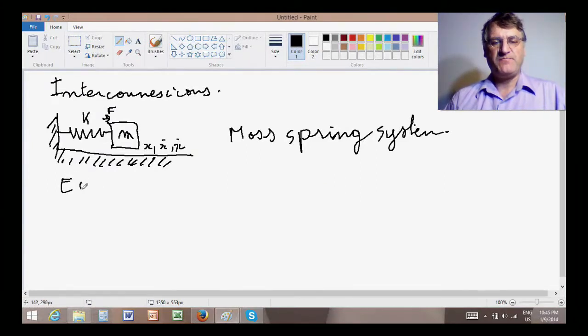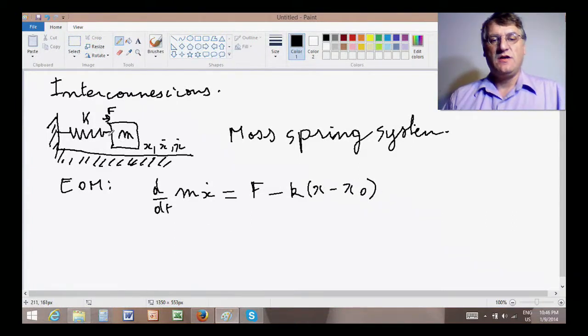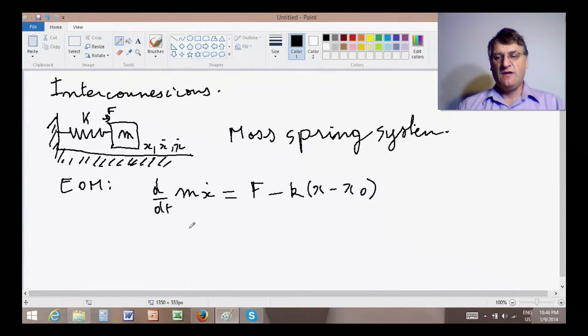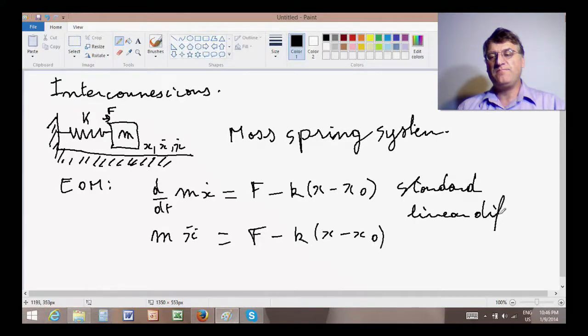And we write the equations of motion. d/dt of m x dot is equal to F minus K times X minus X0. That is the elongation of the spring times K. And when it's elongated to the right, it pulls to the left. The good thing is, I can also rewrite it as m x double dot equal to F minus K times X minus X0, and this is a standard linear differential equation.